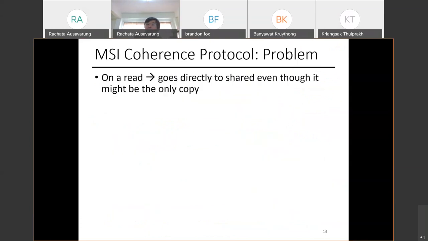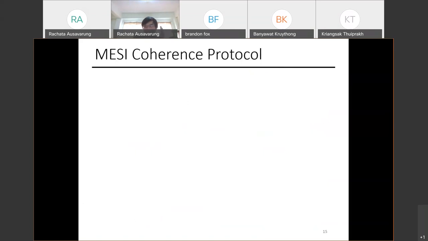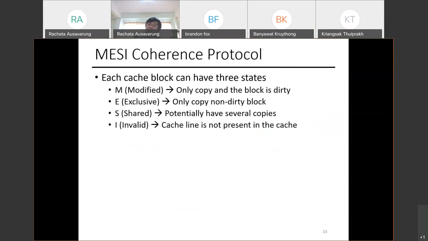The problem of MSI is this. If you have a read, it goes directly to shared, even though you might be having the only copy, right? If you are the only processor with the data, you're in a shared state. If you are one of the multiple processors who has the data, still, again, shared state. This can potentially be done without modifying or letting other people know, right? If you have the only copy and you read it again, do you have to send the read signal to everyone else? No, right? So the better protocol is called MESI, which stands for modified, exclusive, shared, and invalid.